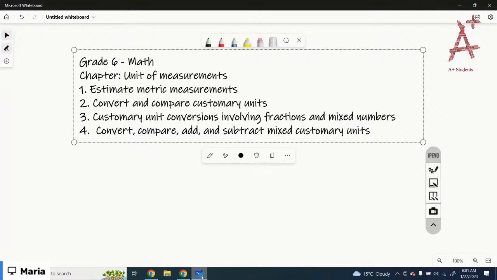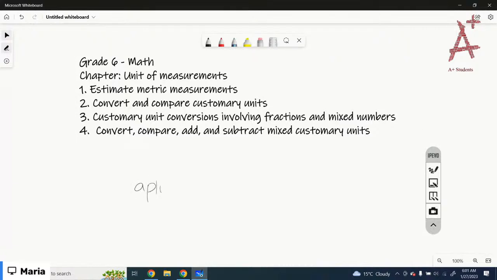So we're going to start with grade 6 maths. You can find all the lessons on aplusstudents.com. You have to log in there using your email address, and the password is provided by the administrator. Then you have to select math from the subject tab. Scroll down to grade 6 maths and then click on view all lessons.